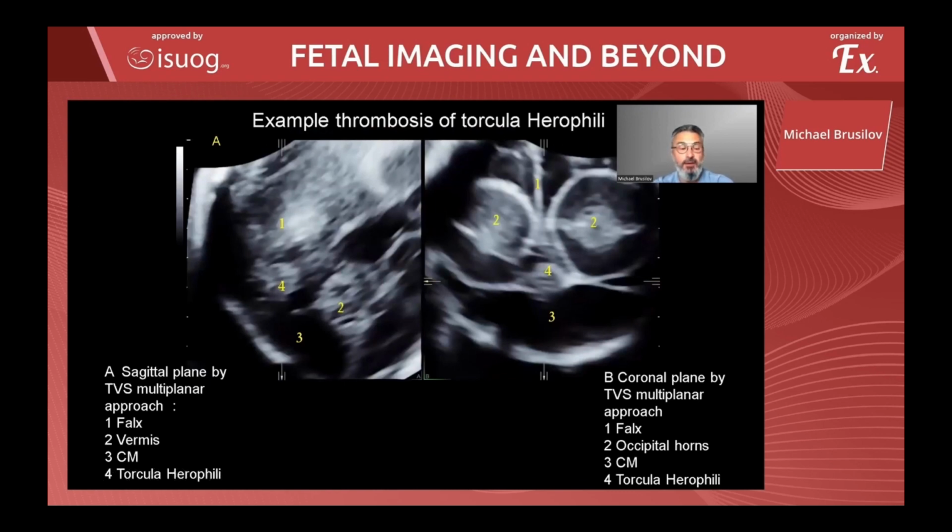And by transvaginal examination of the sagittal plane, we can see here the falx, vermis, cisterna magna, and torcular herophili with thrombus. On the coronal plane, by TVS, the falx, occipital horns, cisterna magna, and torcular with thrombus.